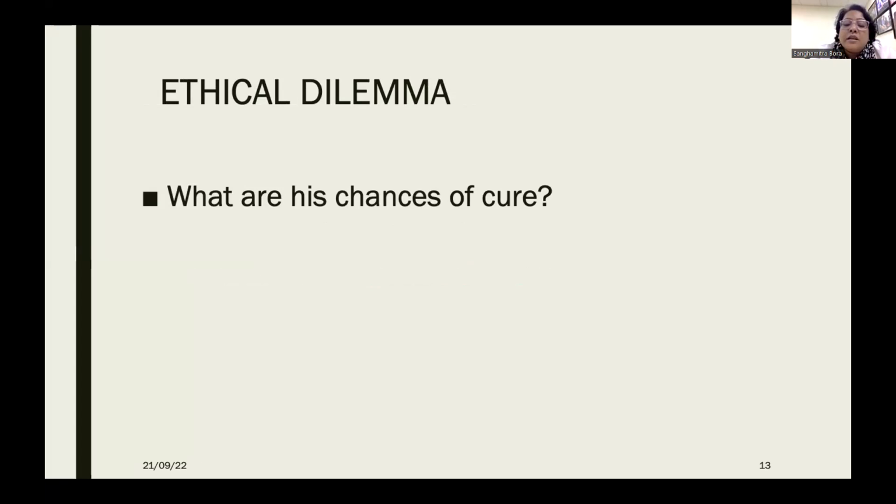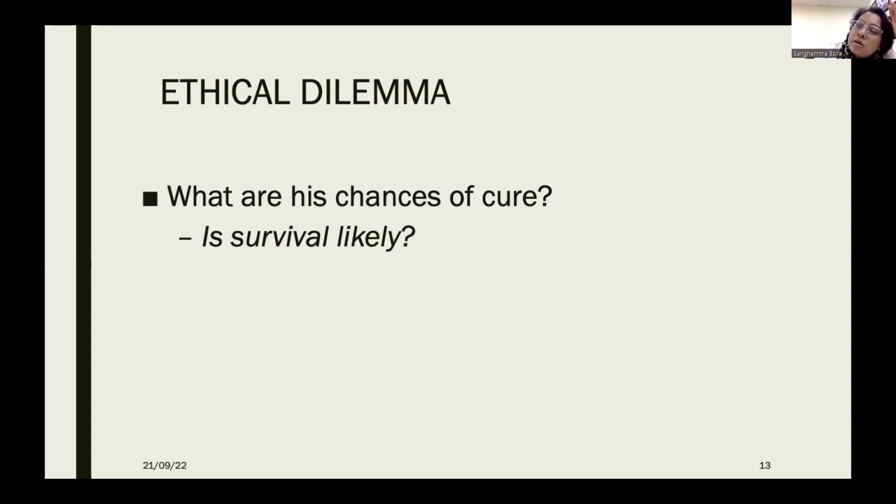So the first question that comes to our mind: what are his chances of cure? Are we looking at curing the patient here, at this stage of his life where the disease per se has gone into stage 4? Are we going to put him through all kinds of curative therapy, if I may say so, having the proof and understanding of the facts that there are no chances of cure? So have we discussed this with the patient? We have not. We need to perhaps see the chances of cure and discuss this.